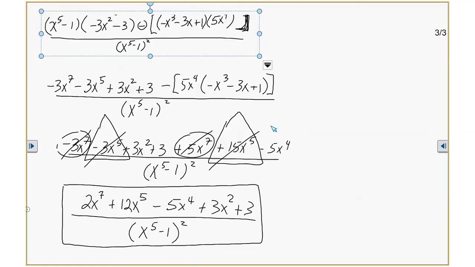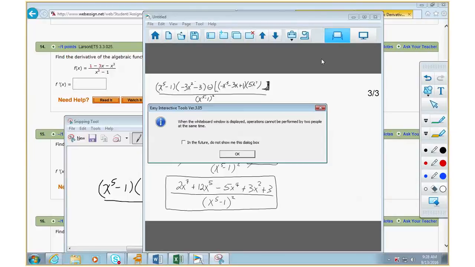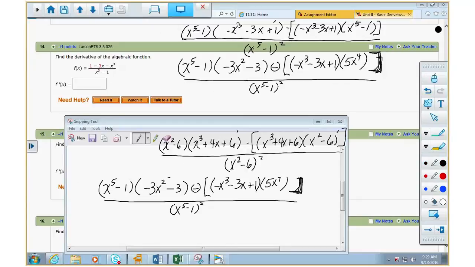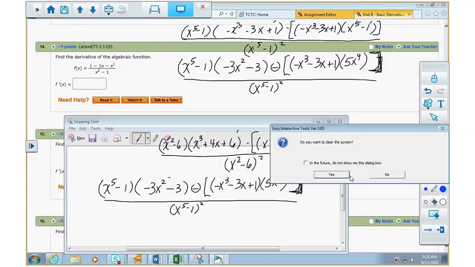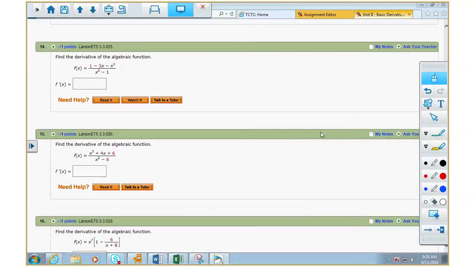And yes, we could bring that. Hold on. Let me get out of this. No, that's not what I want. Transparency. Clear. You could bring that x to the 5th minus 1 up, and that would be x to the 5th minus 1 to the negative 1, and then you could do the power rule. And that's doable.